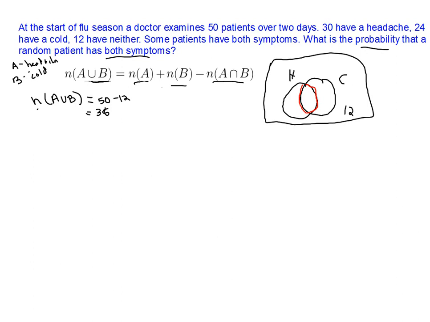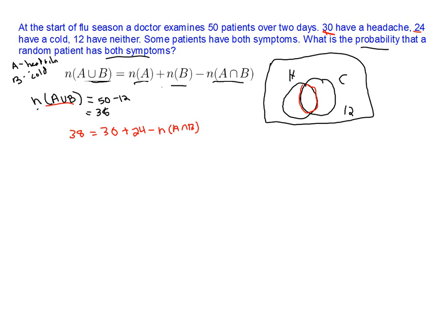And now we can use the principle of inclusion and exclusion. So this number of people with A or B, so with a cold or a headache, is 38. So we can substitute that into the equation, and we get 38 equals the N(A) comes from over here. So A is the number of people with a headache, which is right here, is 30. We have to add in the number of people who have a cold. Up over here is 24. And then we subtract the number of people who have both. We don't know that number, but that's what we're going to work to find.